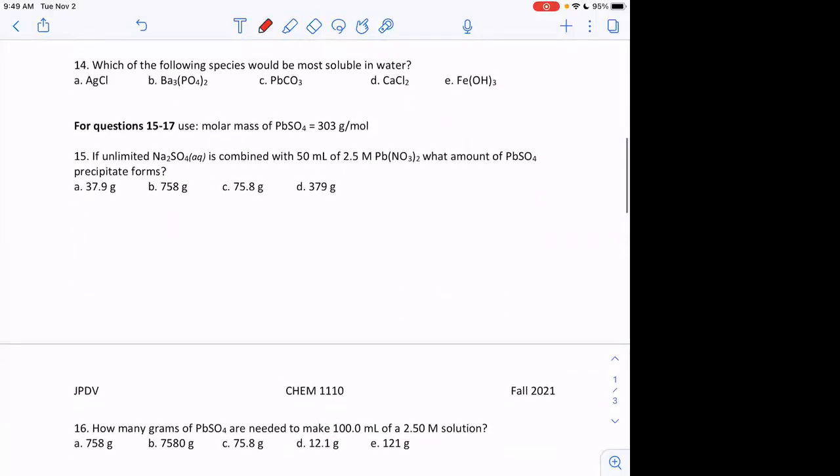Which of the following species would be the most soluble in water? You said that, Abigail? Yes. D as in dog is correct.